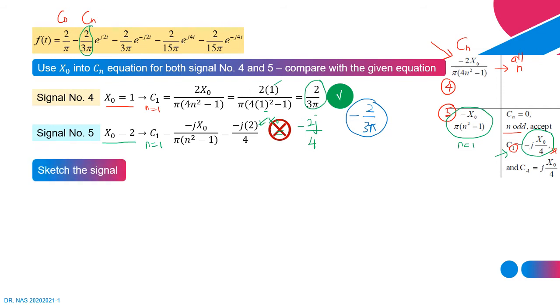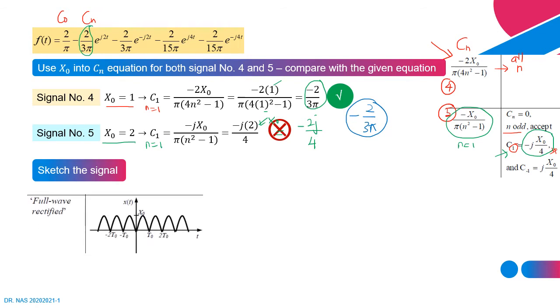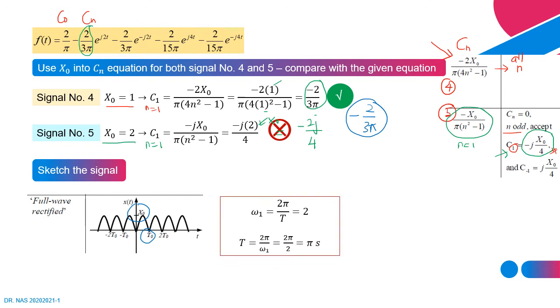So next, you need to sketch the signal. First, sketch the signal from the table, because we want to know which variables or parameters to be addressed in our sketch. Next you need to consider the x0 values. So we choose signal number 4, and then the x0 equal to 1, while the t0 you need to calculate from the omega.